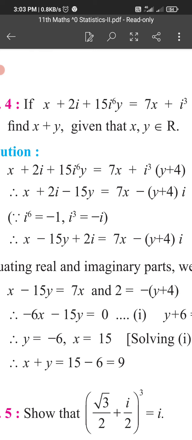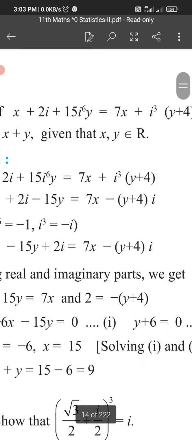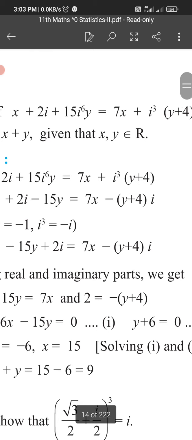Equating real and imaginary parts. Real part: x − 15y = 7x. Imaginary part: 2 = −(y + 4). So x − 7x that is −6x − 15y = 0, and here y + 6 = 0. Therefore y + 6 = 0 means y = −6.